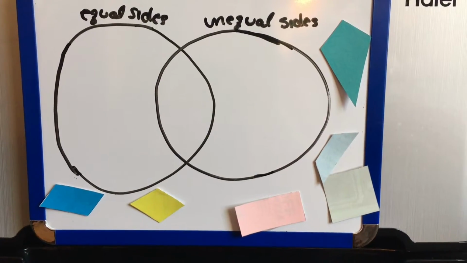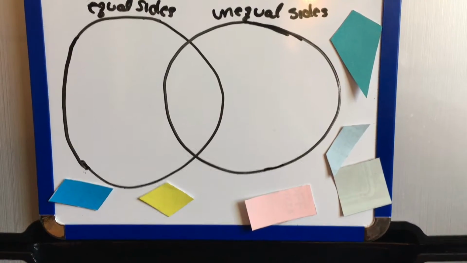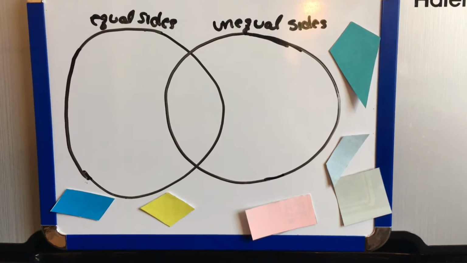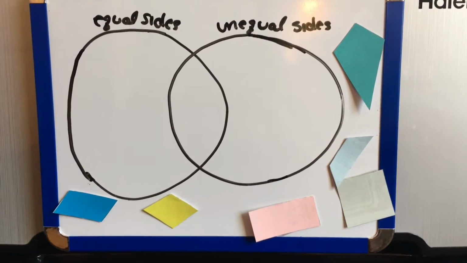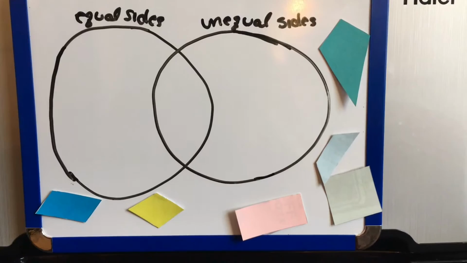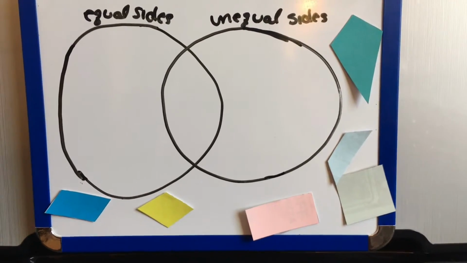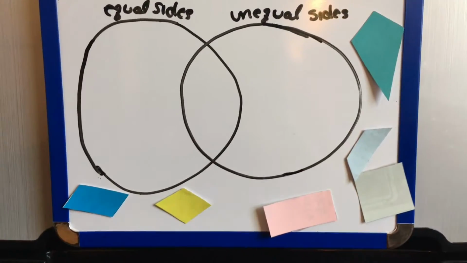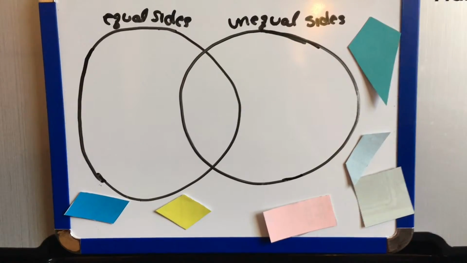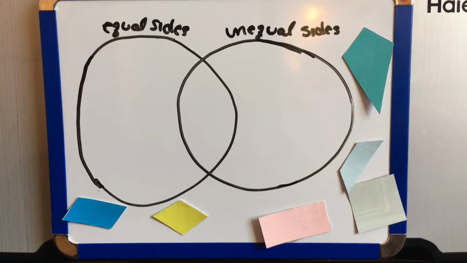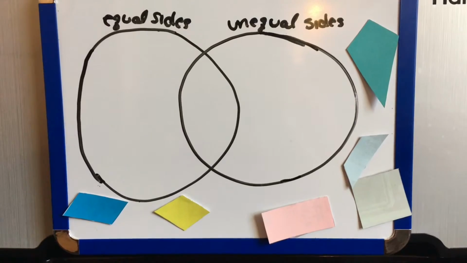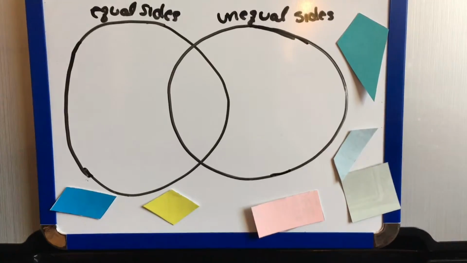So remember in this task, we said that we were going to use a Venn diagram to be able to categorize shapes. In this Venn diagram, I have already set it up. We are going to classify shapes by equal sides and unequal sides. We have already learned that we can categorize shapes by their characteristics, such as angles or sides. So we're going to go ahead and do sides.